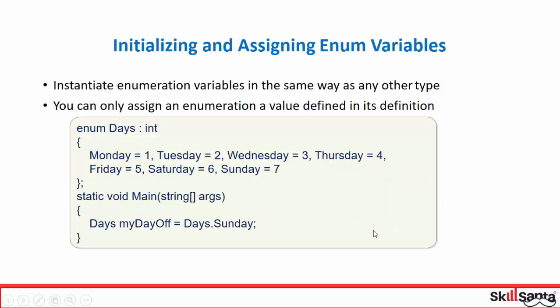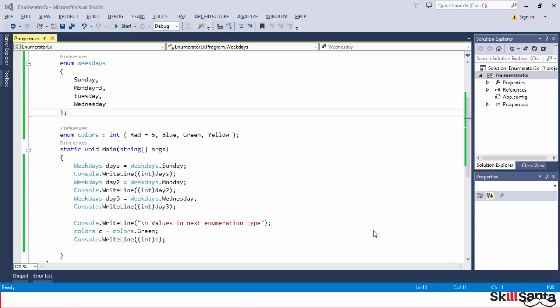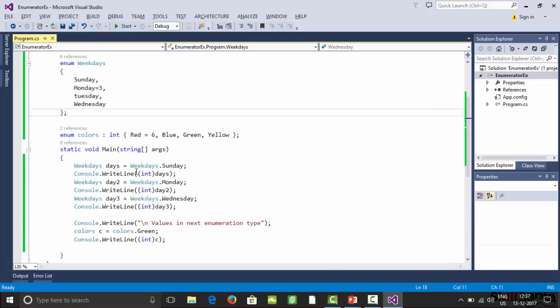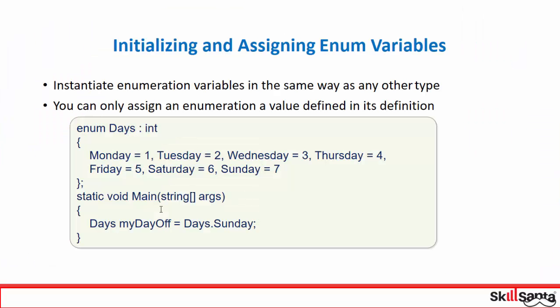Initializing and assigning enum variables. So how can we assign? In this example, I show you how we can assign values for our enumeration type. The same thing is repeated here. Instantiate enumeration variables the same way as any other type. You can only assign an enumeration a value defined in its type.